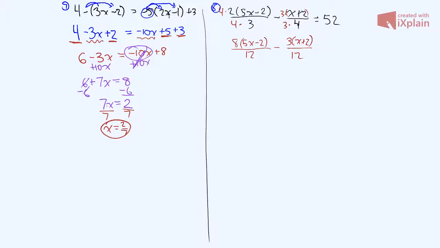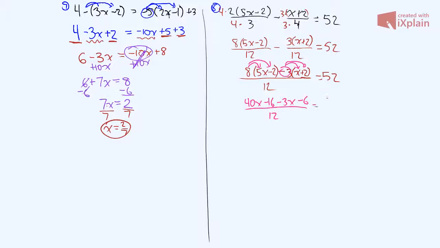Okay, now I'm going to put it all over 12, our common denominator, on this left-hand side, and I need to drop down this 52, by the way. So I say 8 times 5x minus 2, minus the 3 times x plus 2, equals 52. So let's simplify this top. Let's distribute this 8 through, and then we'll distribute this minus 3 through. So 8 times 5x is 40x minus 8 times 2, which is 16. Minus 3 times x is a minus 3x. And a minus 3 times 2 is a minus 6, over 12, equals 52.